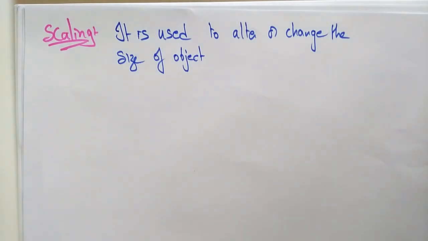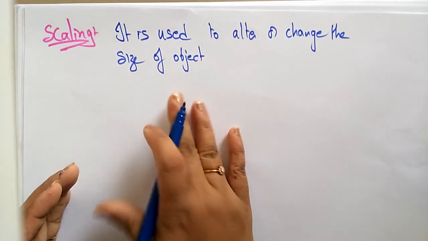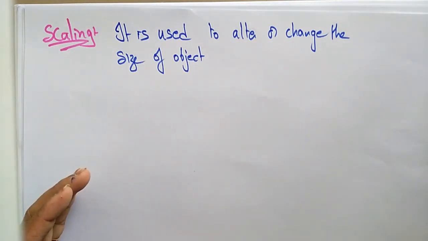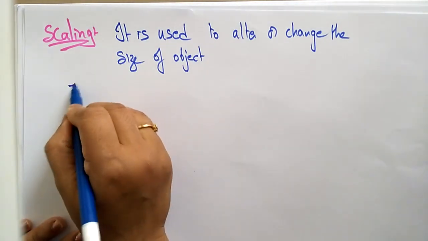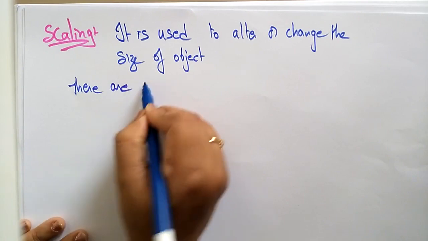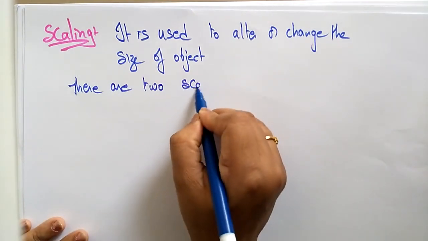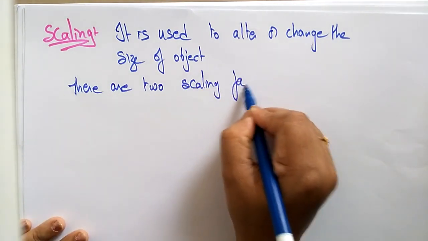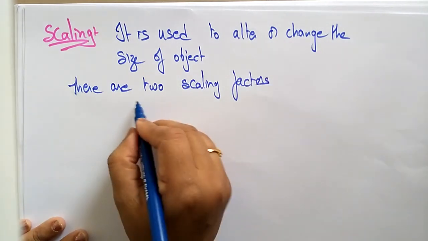Whereas in rotation, the object is going to be rotated by some angle, scaling is used to alter or change the size of an object. The size is changed using scaling factors. There are two scaling factors. So what are those two scaling factors?